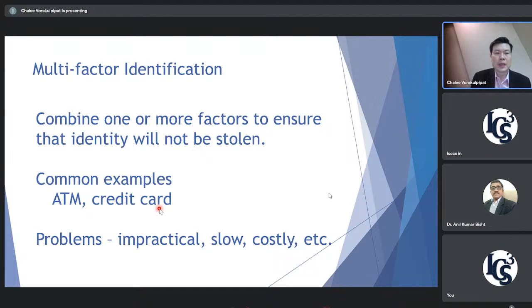All right. But the problem of multi-factor today is it is impractical because we need to use a lot of machines to check each factor. And it is a slow process because we have to check more than one time. It is expensive, yeah, because the readers are expensive. It's not cheap. All right. Yeah, multi-factor is very, very secure, but not usable in the real world.